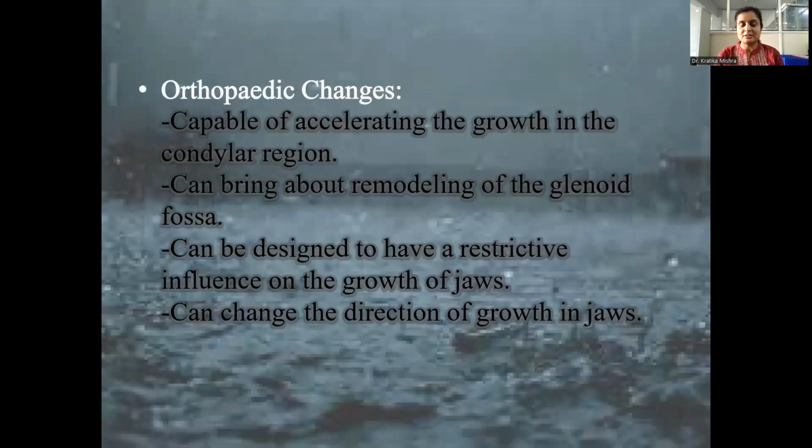Moving on, the orthopedic changes: they are capable of accelerating growth in the condylar region, can bring about remodeling of the glenoid fossa, and can be designed to have a restrictive influence on the growth of the jaws. They can also change the direction of growth in the jaws.